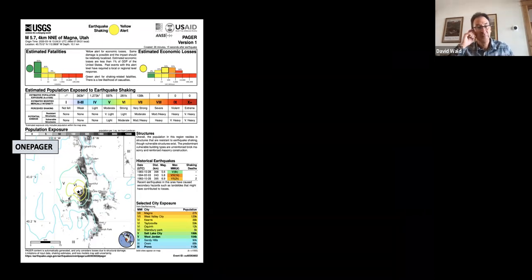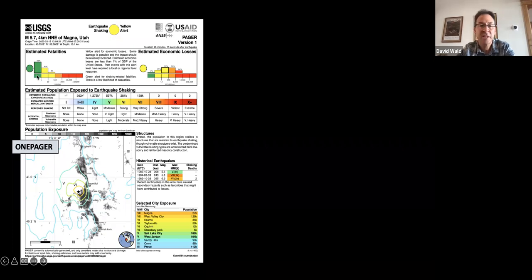But back to that Utah earthquake. So this is the PAGER, what we call a one-pager. It's a one-page summary of the earthquake for that particular event, with estimated fatalities being very low. There were no fatalities, and we estimated there's probably not going to be fatalities. There's always a chance that you can have some fatalities. And this PAGER system allows us to look at the uncertainties. I'll show this in a little bit more detail in a minute.